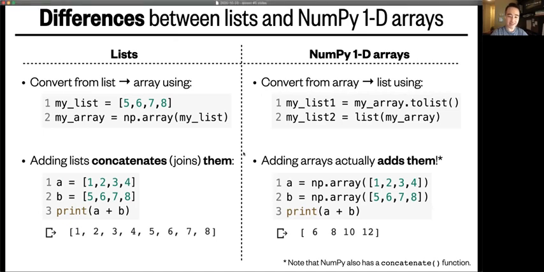Okay, and then there's this last difference, and this one is a big deal. So remember how when you add 2 lists together, that concatenates them. It joins them together into one longer list. Well, with NumPy arrays, when you add them together, they actually get added together, like mathematically added. And again, this is a big deal. You previously had to do this sort of addition using for loops and indexing. It was cumbersome, but now it's going to become so much easier with arrays.